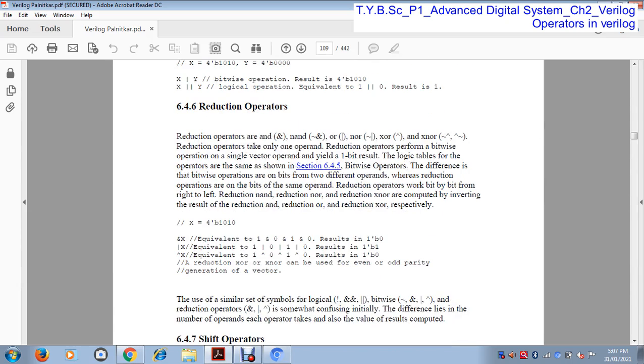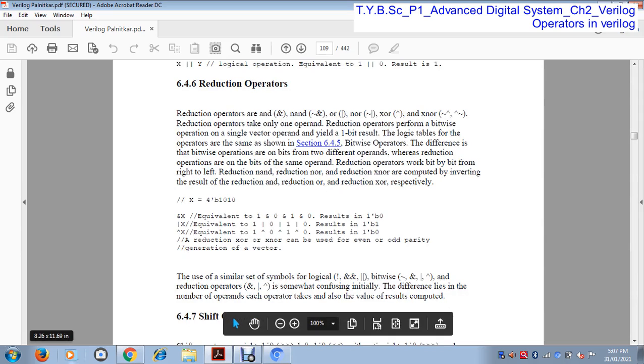Now the reduction operators: AND, NAND, OR, NOR, XOR, and XNOR. So these are the reduction operators. The reduction operator takes only one operand, therefore it is unary. So a reduction operator performs a bitwise operation on a single vector. What is a single vector?